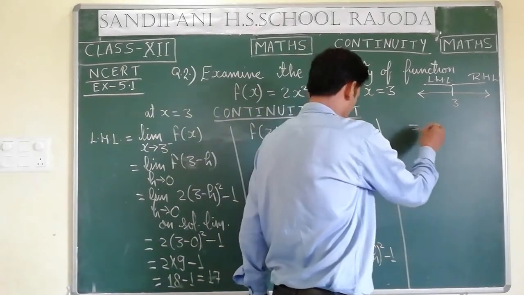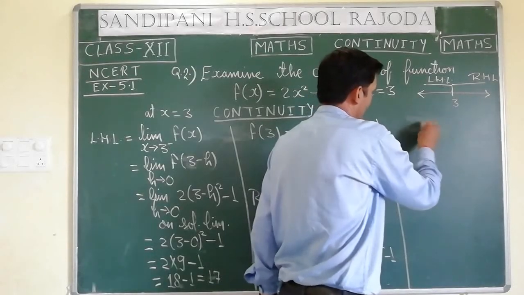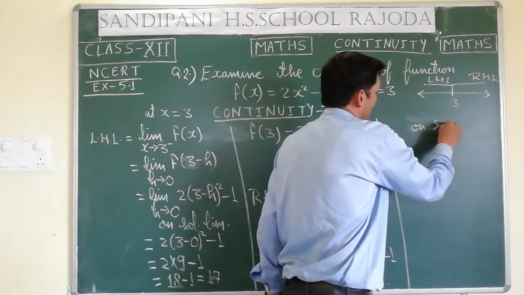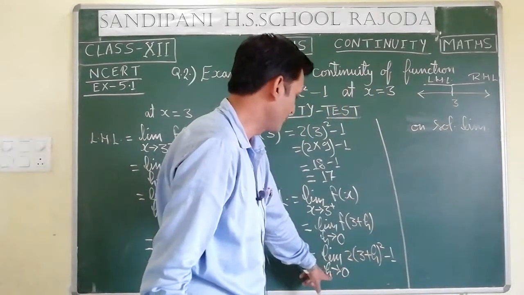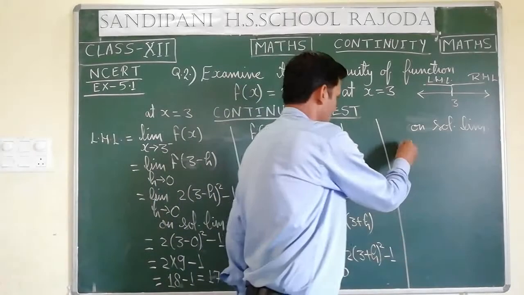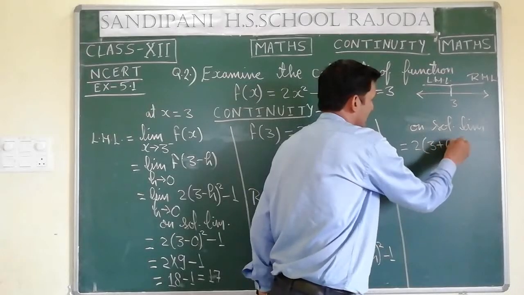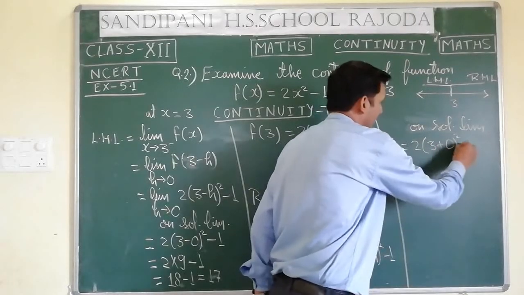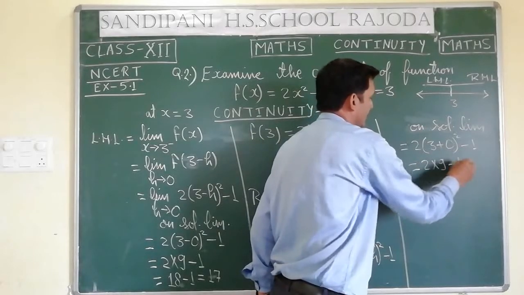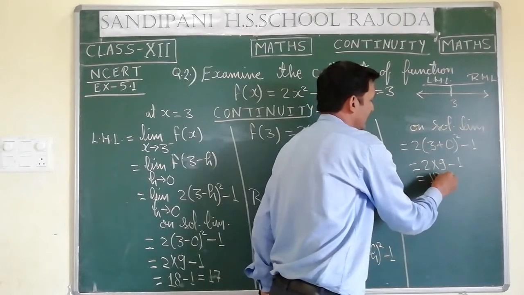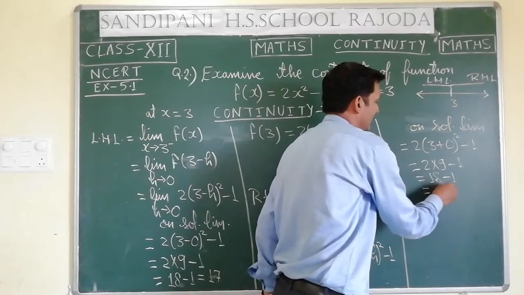Now on solving the limit, we have to put the value of h here. So it will be equal to 2 into 3 plus 0 whole square minus 1. That is equal to 2 into 9 minus 1. So it is equal to 18 minus 1, which is equal to 17.